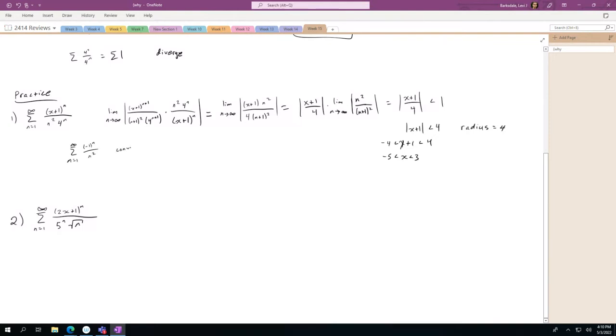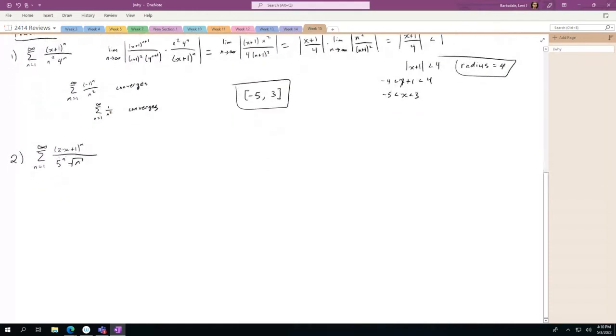This, of course, converges. You could say it's by p-series test. It'll converge absolutely. Similarly, if we have the sum from 1 to infinity, if we plug in x equals 3, you get 4 to the n over 4 to the n. That cancels, we're left with 1 over n squared, which also converges. Then our interval of convergence is going to be negative 5 to positive 3 inclusive. And again, our radius was 4.